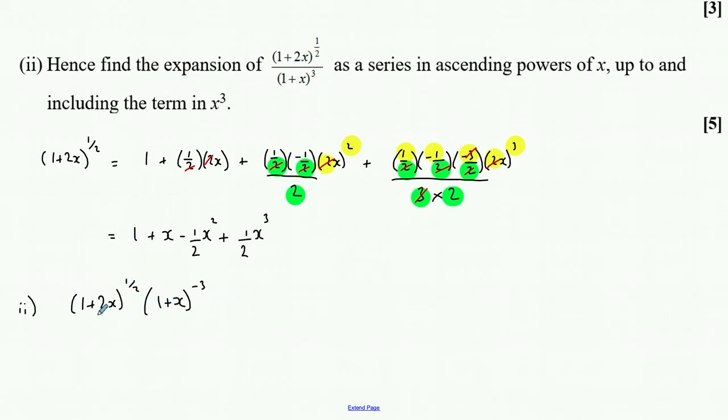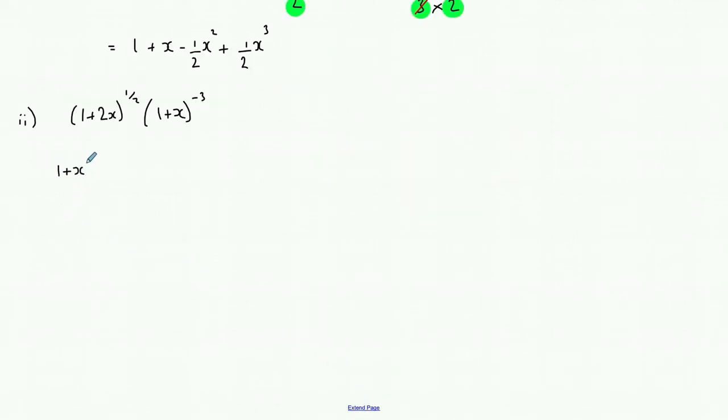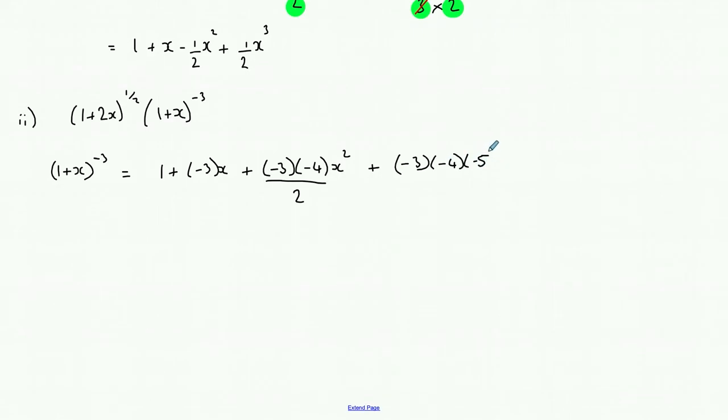Now I've already expanded this, so if I now expand 1 plus x to the minus 3 up to and including the x cubed term, then I'm going to have some stuff that I can multiply together. 1 plus x to the minus 3 is going to expand to 1 plus minus 3 times x plus minus 3 times minus 4 times x squared over 2 plus minus 3 minus 4 minus 5 x cubed over 3 times 2. That's going to simplify to 1 minus 3x.